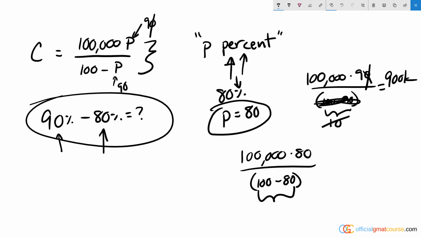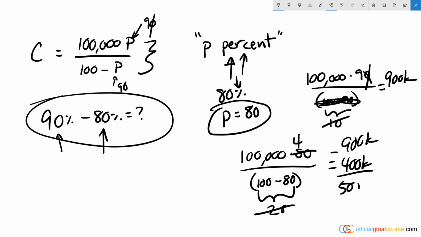So this bottom part becomes 20, and that 20 will cancel out against the 80 to leave a 4 on top, meaning 4 times 100,000 gives us 400K. And the difference between 900K and 400K is 500K. And that's $500,000, which is answer choice A.